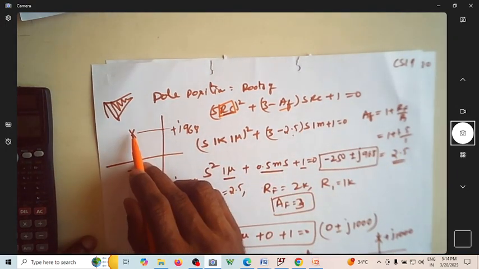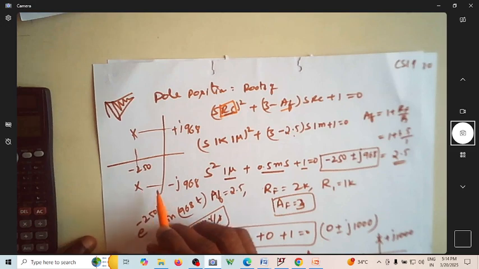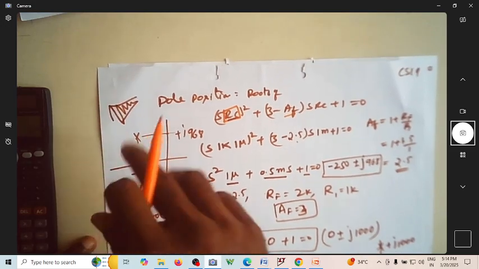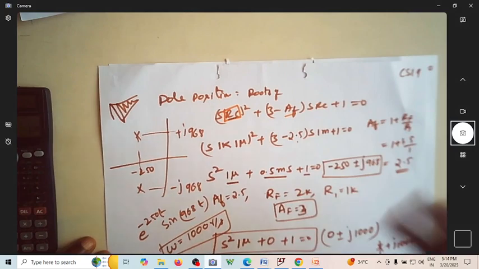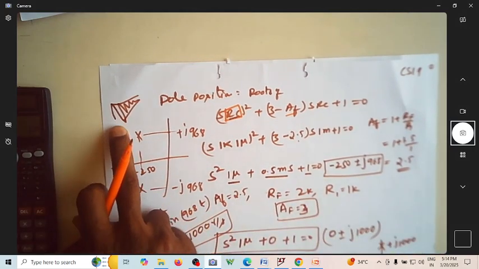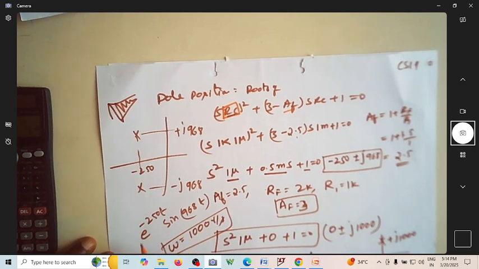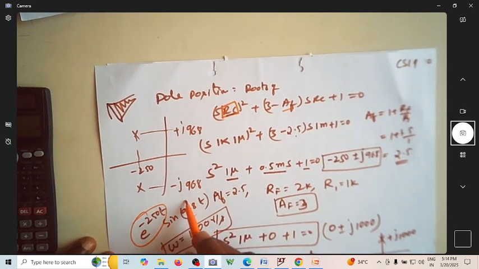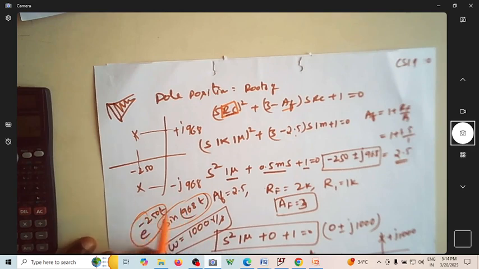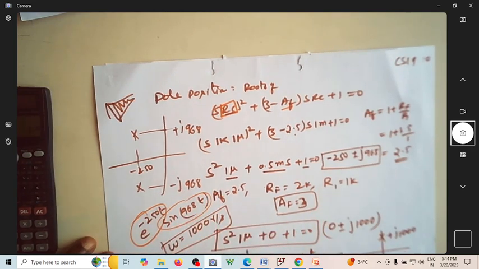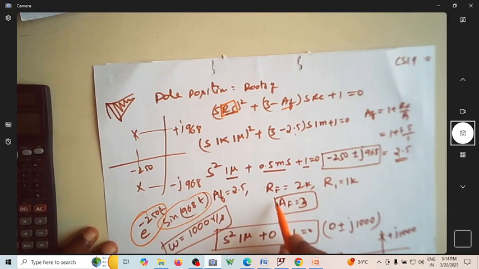In this equation, we initially started by giving AF some 2.5. We found out the poles are complex, which is going to give an oscillating and decaying output. That's what you are ending with. This is your decay part, the decaying expression, and this is your oscillator expression. And we found out for AF equal to 3 how it looks like.